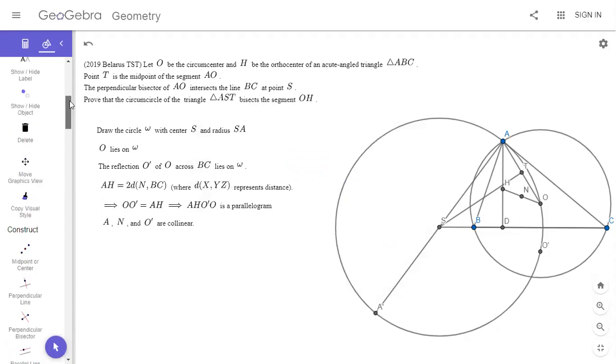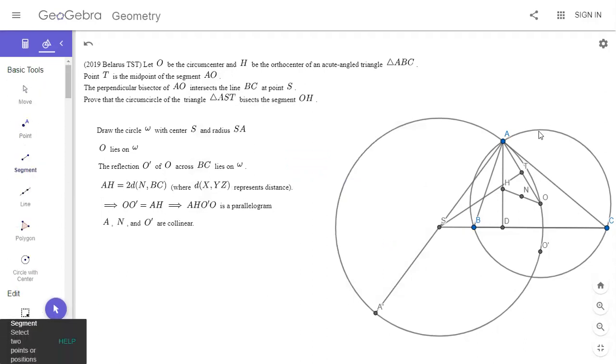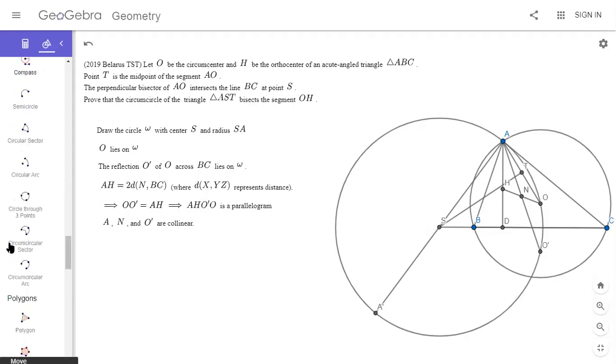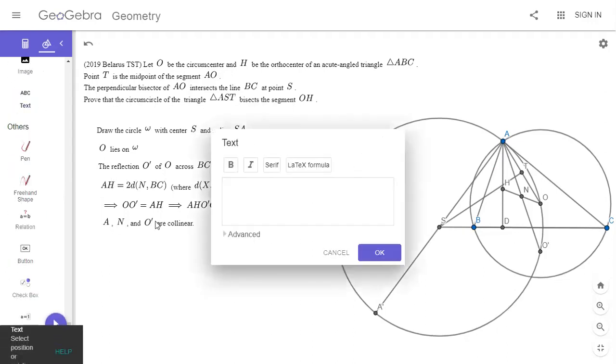All right. Okay, and now if we dilate omega by a factor of a half, then S, N, T, and D are cyclic. So I'm just going to write that out. It's clear that the reflection of A over BC lies on omega. I'll just write that really quickly.